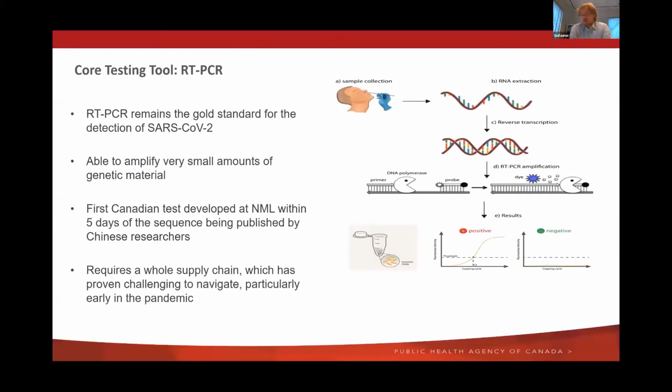So what is PCR? PCR essentially is a method by which we are looking for the genetic material that makes up the SARS-CoV-2 virus. And we are looking for a very specific piece of it that's then amplified over and over and over and over in order for us to be able to detect it. And that's what this little graphic represents.